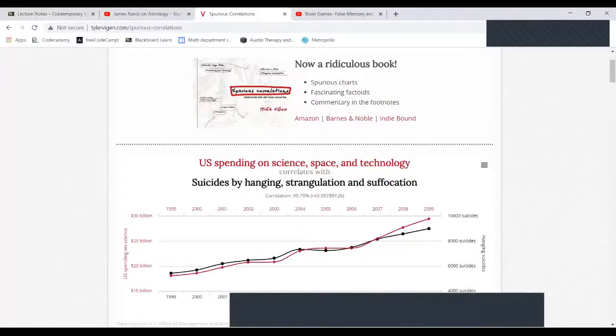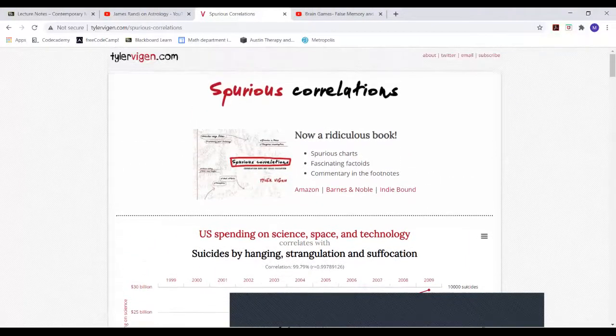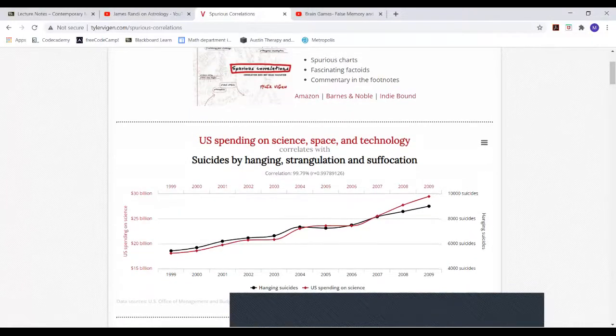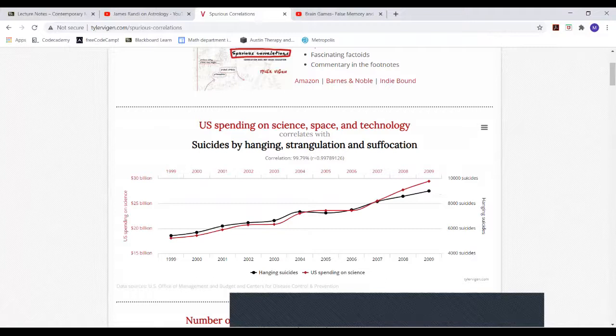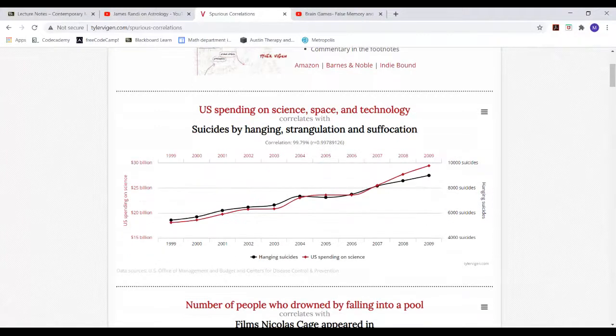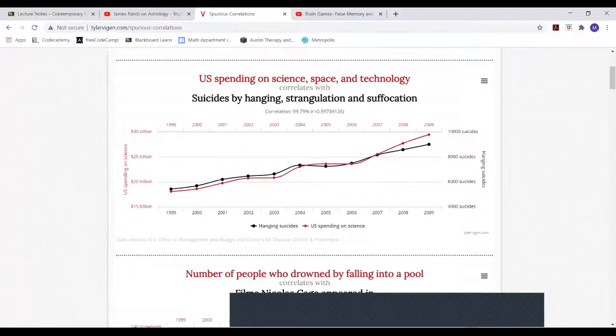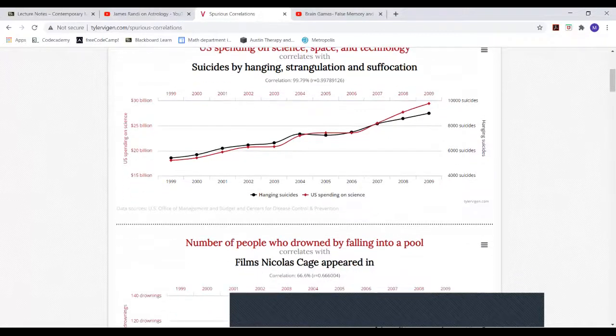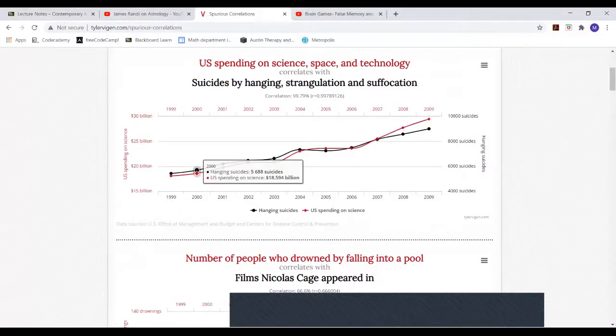With that said, there's some humor behind these, but these are a lot of mortality statistics too, so it might be a little bit of dark humor. I don't know what to tell you. But U.S. spending on space, science, and technology, and suicides by hanging, strangulation, and suffocation: these two things absolutely correlate. What do they have to do with each other? If you can guess it, I have no idea. But they have a really strong correlation, which basically means when this one goes up, this one goes up.